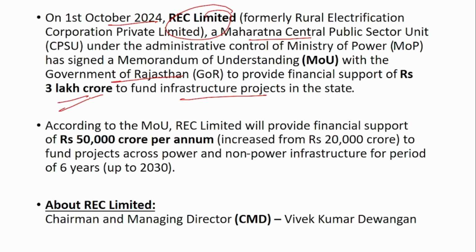How will this 3 lakh crore be provided? 50,000 crore per annum will be provided for up to 6 years, that is up to 2030. So the 3 lakh crore will be provided in a tenure of 6 years, up to 2030. This money will be used for power and non-power infrastructure projects. The MD and chairman is Vivek Kumar Devgan.